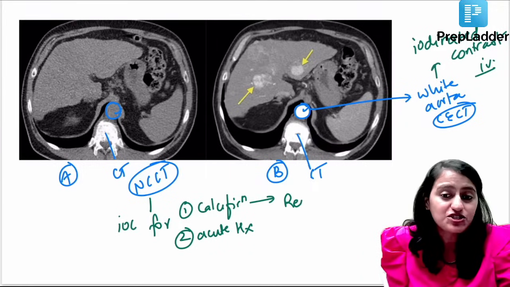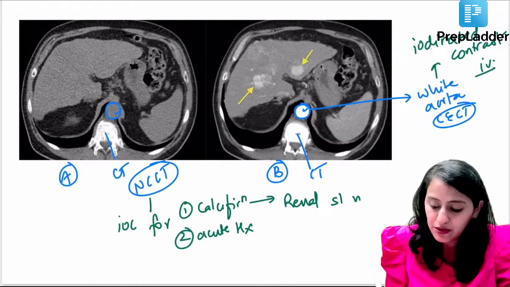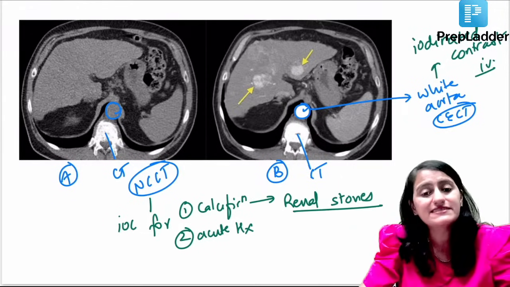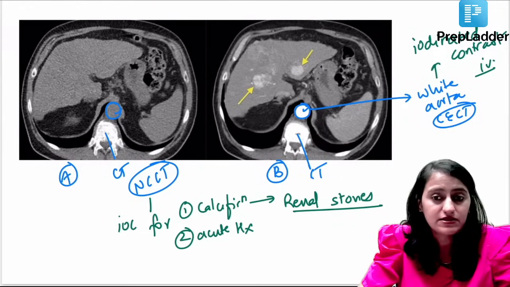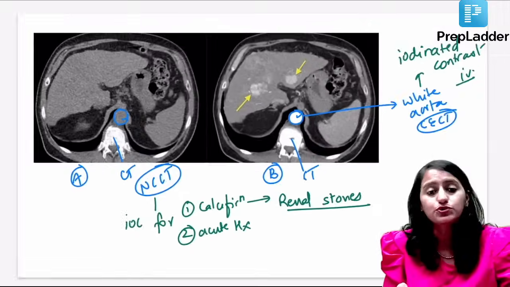Example of calcification: renal stones, ureteric stone, right? So they are calcified stones. So you will do CT for renal stones. For gallbladder stones, you would do USG.